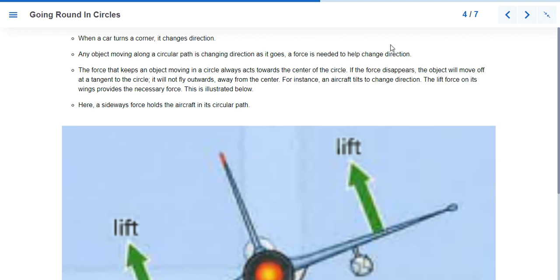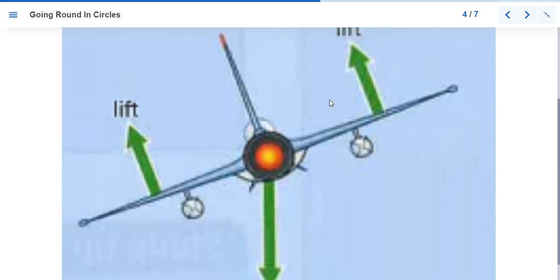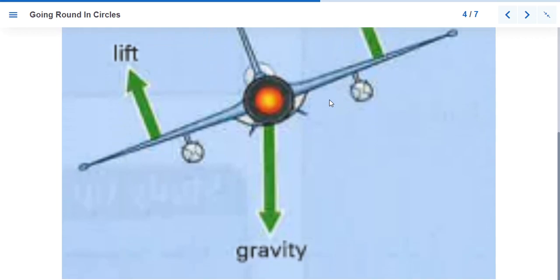If the force disappears, the object will move off at a tangent to the circle. It will not fly outwards, away from the center. For instance, an aircraft tilts to change direction. The lift force on its wings provides the necessary force. This is illustrated below. Here also, a sideways force holds the aircraft in its circular path. This is it. We have the lift on its wings, and we have gravity acting at the center.